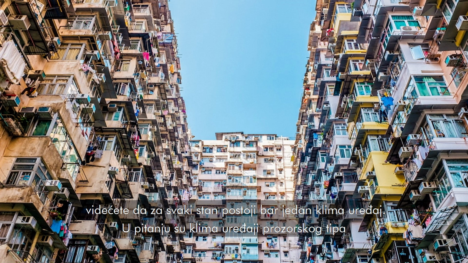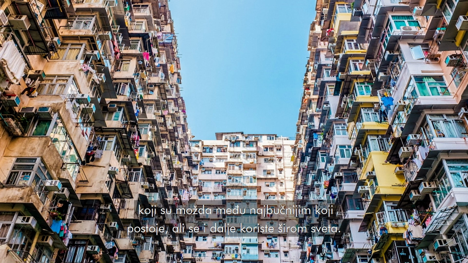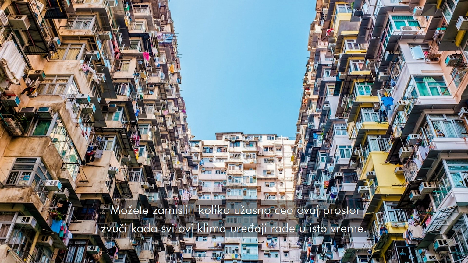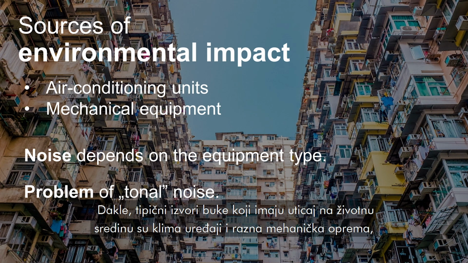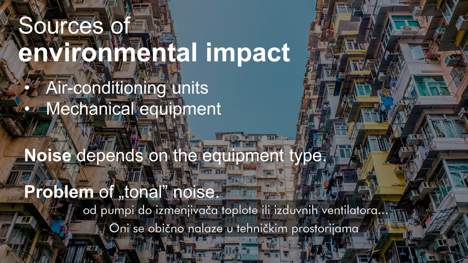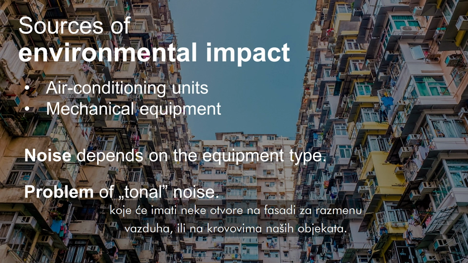And in this case, it's these window-type air conditioning units, which are maybe amongst the noisiest units out there, but still they're used across the world. So you can imagine how horrible this entire internal courtyard sounds when all of these air conditioning units are working at the same time. So typical sources of noise which cause impact to the environment are air conditioning units and various items of mechanical equipment. This can be from pumps to heat exchangers, exhaust fans, and usually these are located in equipment rooms, which will have some openings on the facade, typically for air intake, or generally on the roofs of our objects.